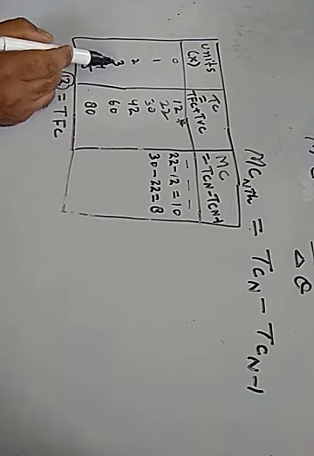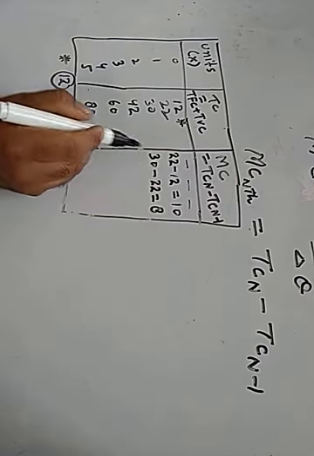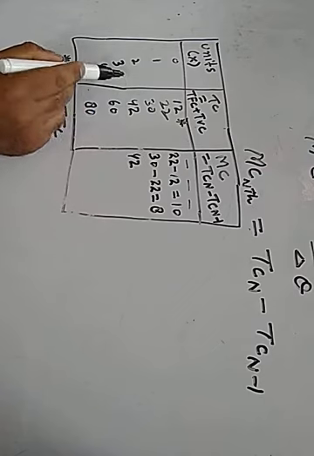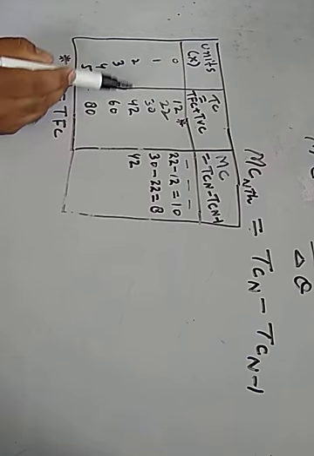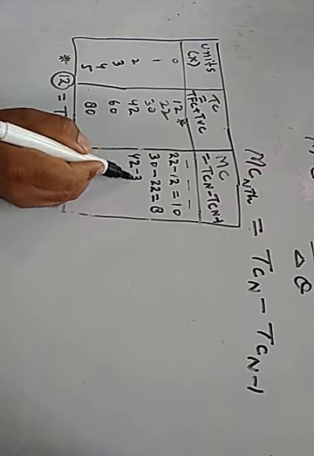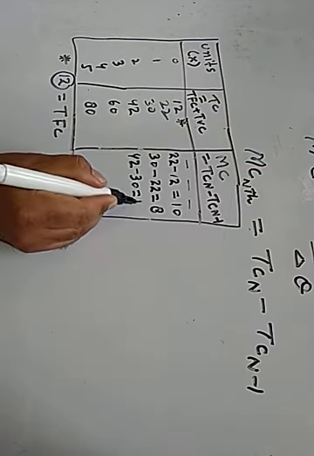Similarly, total cost of n units, now the current unit is 3 units. Its total cost is 42. And n minus 1, that is 3 minus 1, that is 2, total cost of 2 units is equal to 30. 42 minus 30 will be equal to 12.